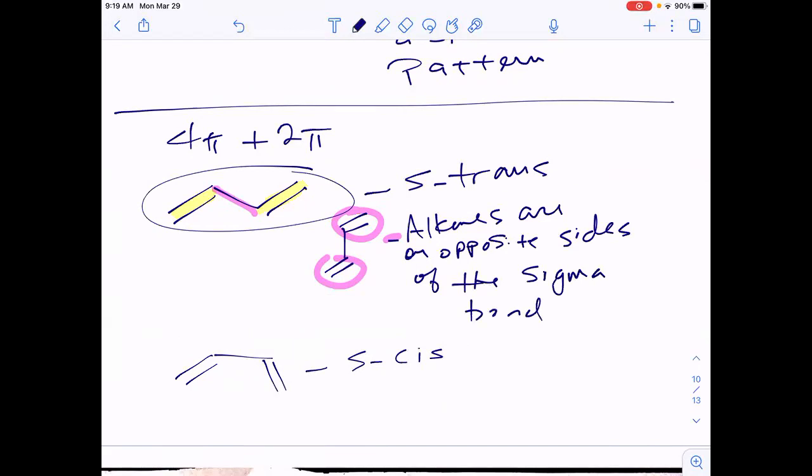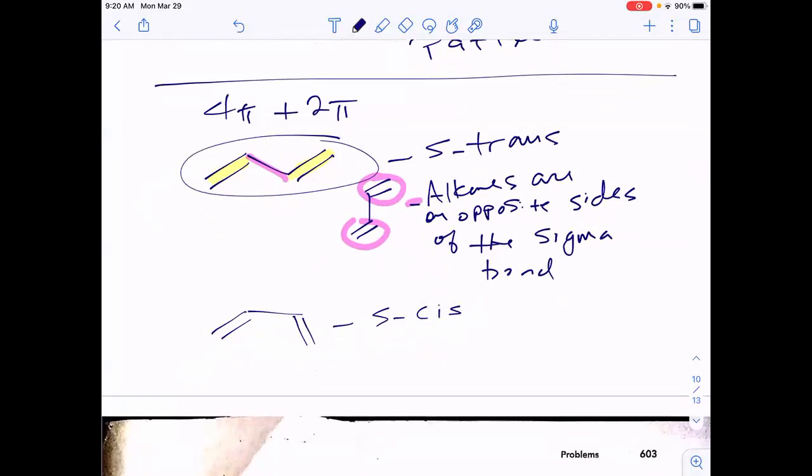Those alkenes are opposite, but the fact that it's a sigma bond means you can rotate around it. It's not free rotation. It costs some energy, but you can rotate around that sigma bond to rotate one of those alkenes around. So that's what the S-cis is. You can see here, if I drew it this way, both alkenes are on the same side. That's why we call that S-cis.